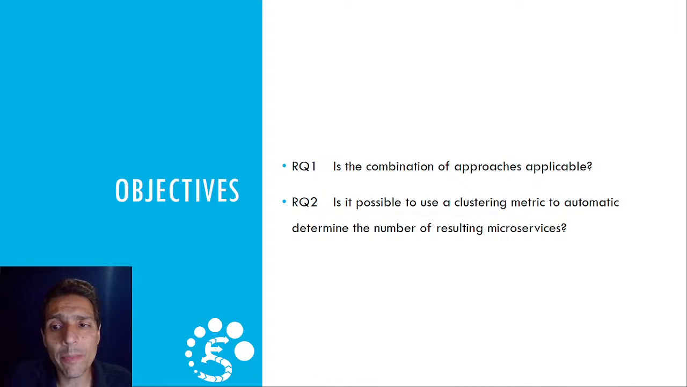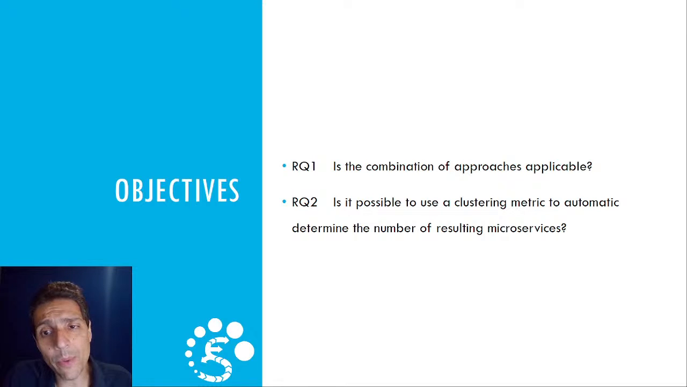Is the combination of approaches applicable? This is the main question we wanted to answer. We wanted to combine approaches in a way that was not done before. And the second objective was, is it possible to use a clustering metric to automatically determine the number of resulting microservices? Actually, the second research question came from the first one.